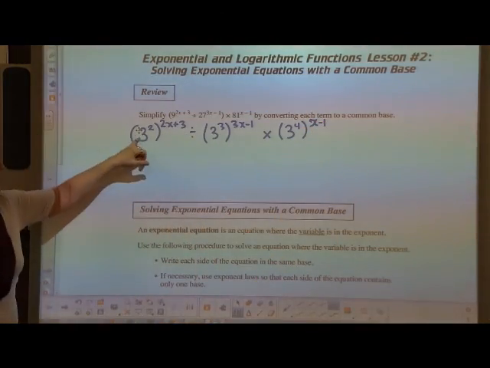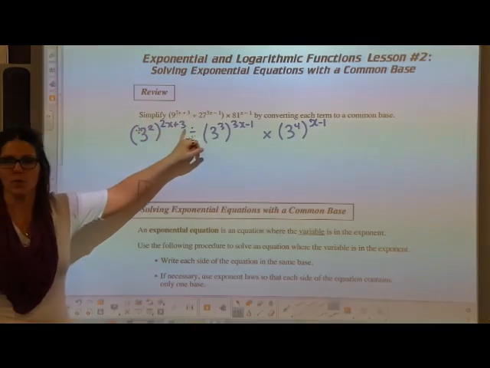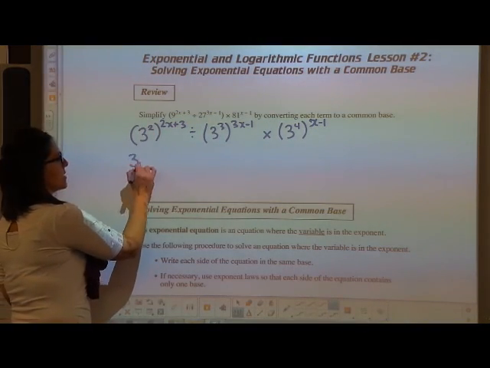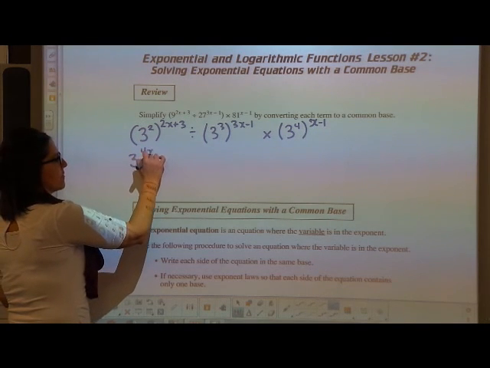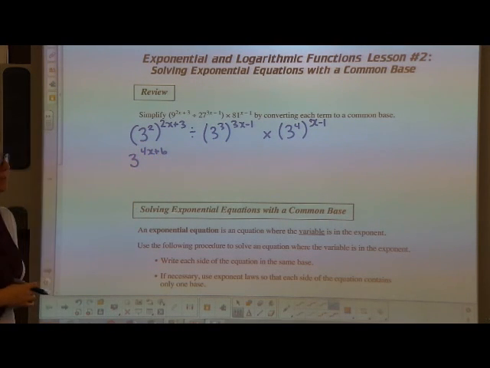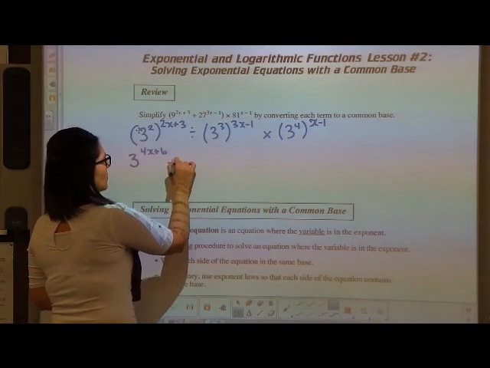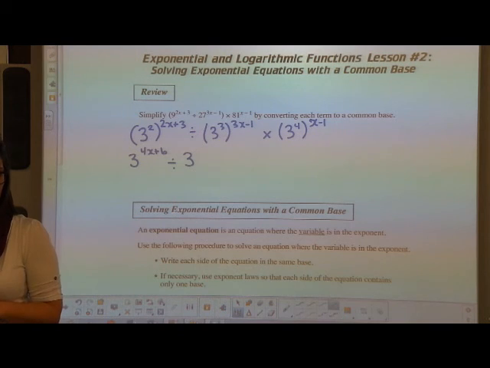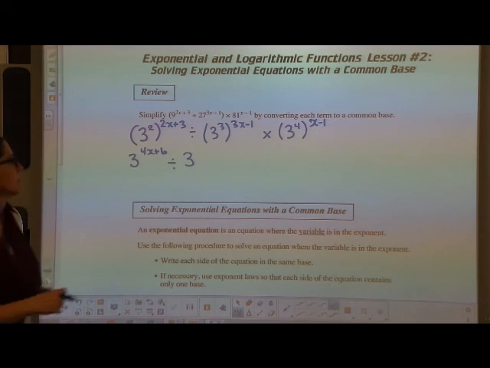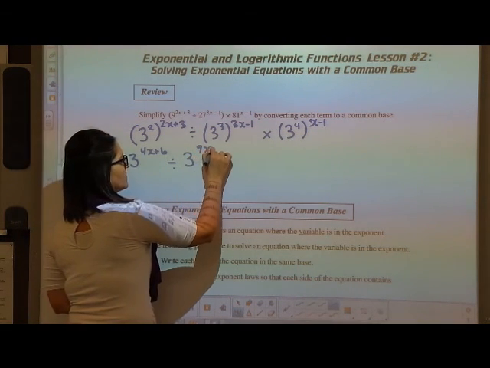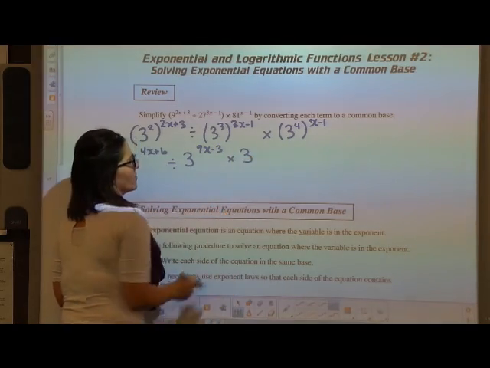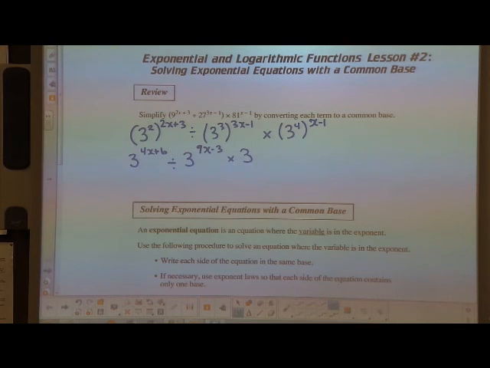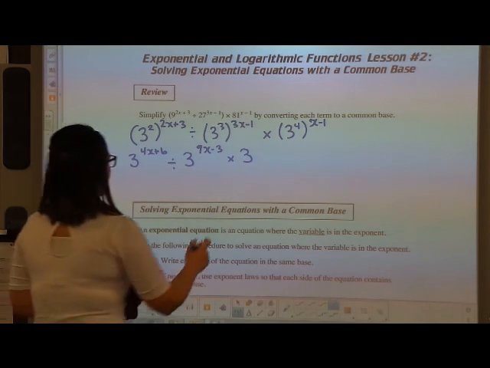And what is the rule when I raise a power by a power? What do I do to the exponents? Multiply them. So now I have 3 to the power of 4x plus 6. And what would the next one be? 3 to the power of what? 9x minus 3. And the last one would be 3 to the power of x minus 4. Good.